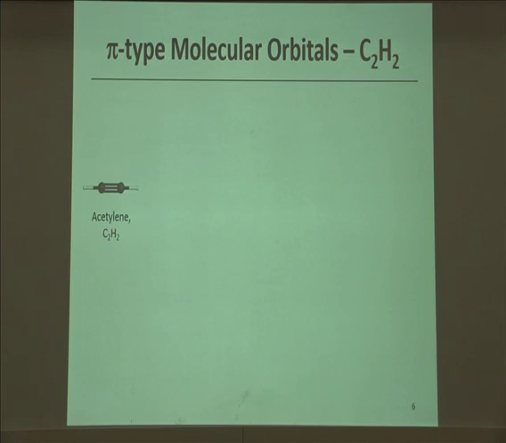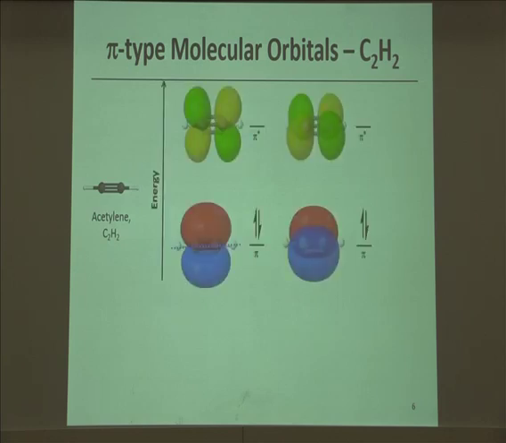Acetylene is only slightly more complicated. It's very similar to ethylene in that it has a sigma bond connecting the two carbon atoms. It has a pi bond like ethylene connecting the two carbon atoms. But acetylene has a third bond, which is a second pi bond connecting these two atoms. And we'll take a quick look at both of these pi bonds connecting the two carbons of acetylene. In this case, we have a set of degenerate orbitals. And by degenerate, I mean orbitals that have the same energy.